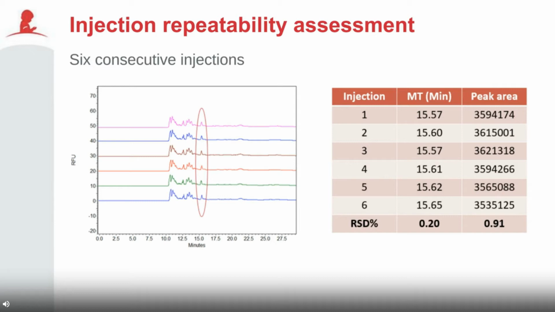So what does the precision look like for injection-to-injection repeatability? For 6 consecutive injections of lentivirus sample, the relative standard deviation of the migration time and the peak areas are less than 0.2% and 0.91% respectively. So precision is excellent between injections of the same sample.